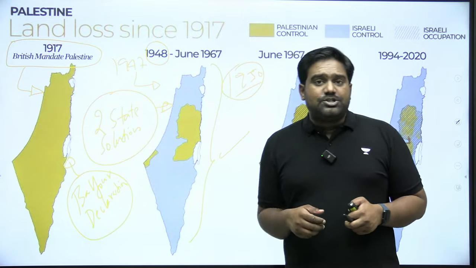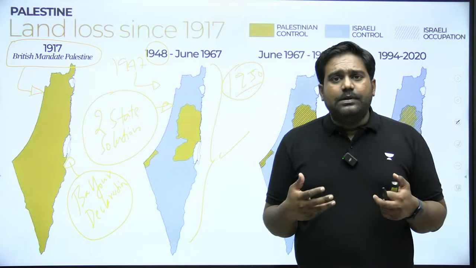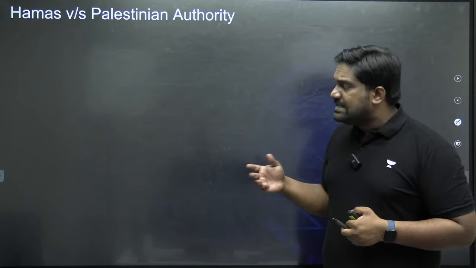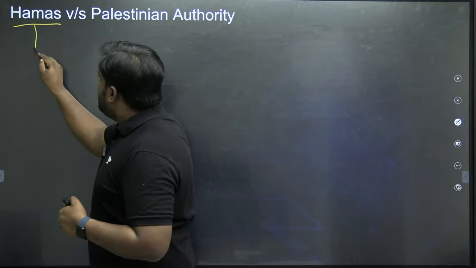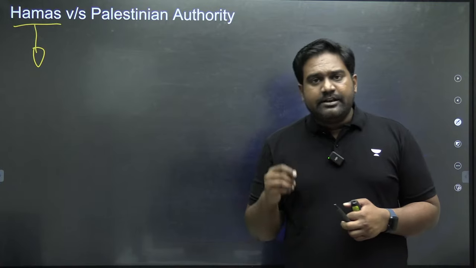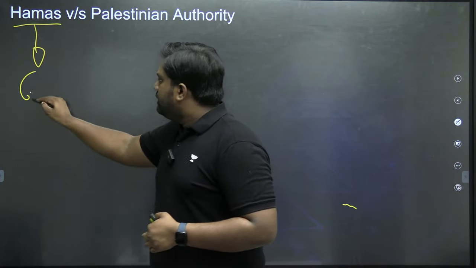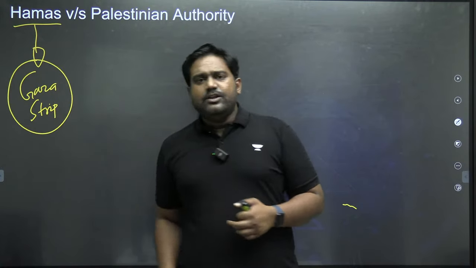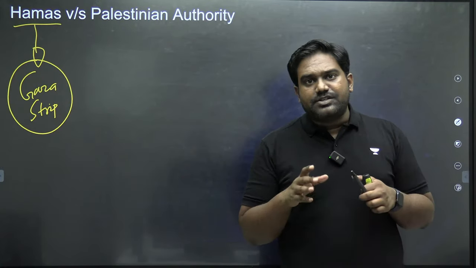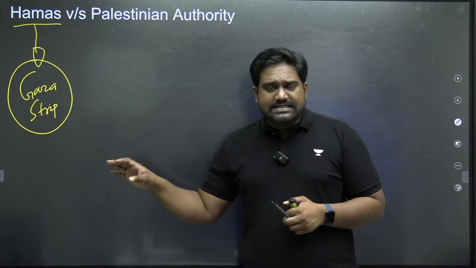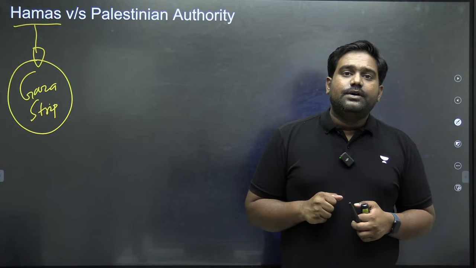So now the writer is questioning whether it's even viable to establish Palestine. Because given what Hamas has done, Hamas is this radical extremist outfit, a Palestinian outfit operating in Gaza Strip, designated as a terrorist group by some countries. Israel, US and others have designated Hamas as a terrorist group. However, India hasn't. India officially has never designated Hamas as a terrorist organization.